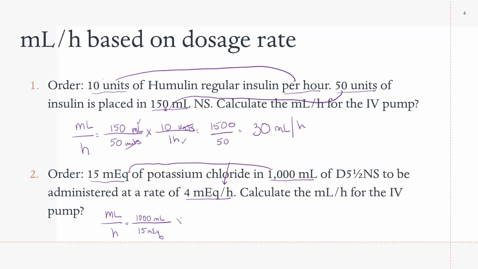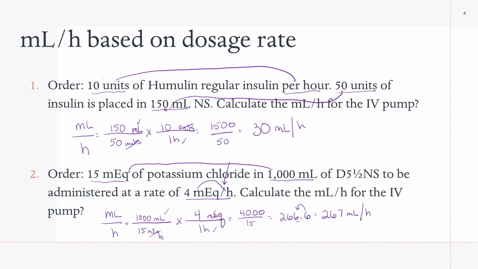But you don't want milliequivalents, you want hours. So you have to get rid of the milliequivalents. You go back into the problem, find something that says milliequivalent, which is the 4. There's 4 milliequivalents ordered per hour. I started with milliliters, ended with hours. Everything else cancels. Then I got 4,000 over 15, which gave me 266.6. But at Hondros, we're going to round to the whole number. It's one of the rounding rules. So 267 milliliters per hour.